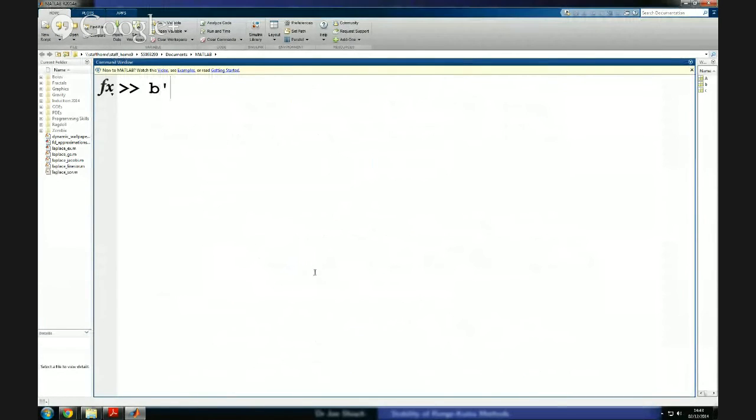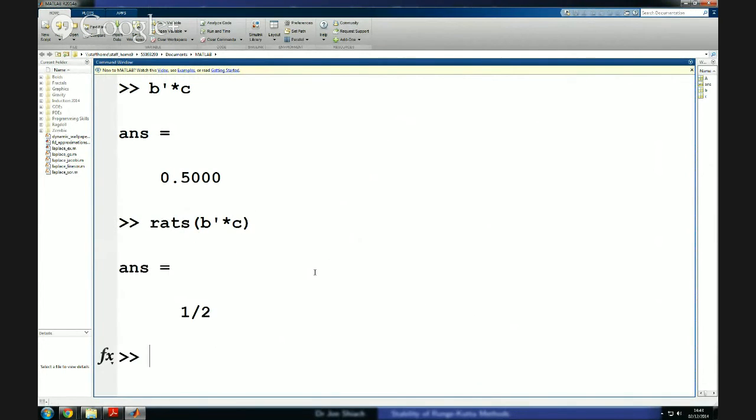So B transpose times C equals 1/2. In the notes you might notice I use rats. Now rats will just convert the 1/2 into the rational fraction. So B transpose times C is 1/2. That coincides with the exponential function. So next I do B transpose times A to the power 0 times C.